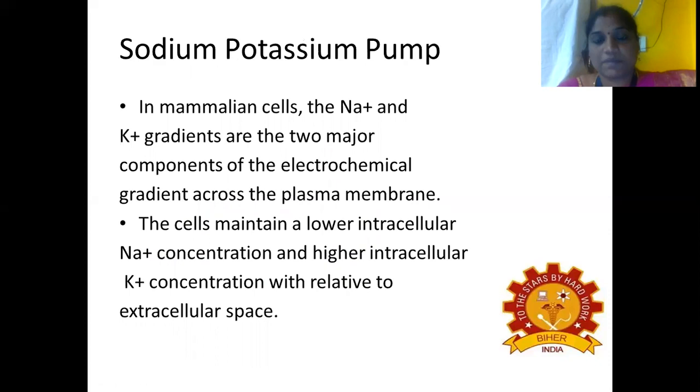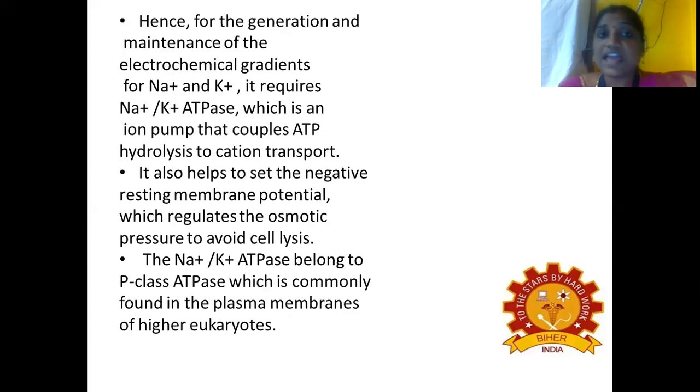The sodium potassium pump. An example of active transport is the functioning of the sodium potassium pump. In mammalian cells, the sodium and potassium gradients are the two major components of the electrochemical gradients across the plasma membrane. The cell maintains a lower intracellular sodium concentration and a higher intracellular potassium concentration relative to the extracellular space. Hence, the generation and maintenance of the electrochemical gradients for sodium and potassium requires sodium potassium ATPase.